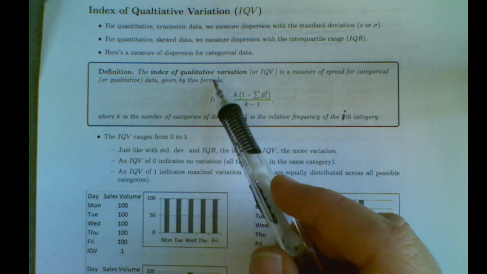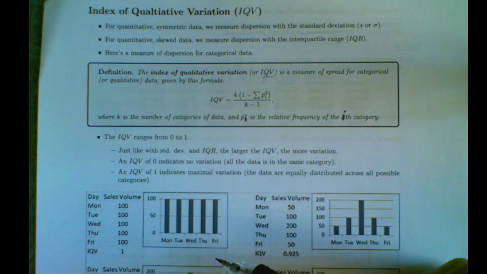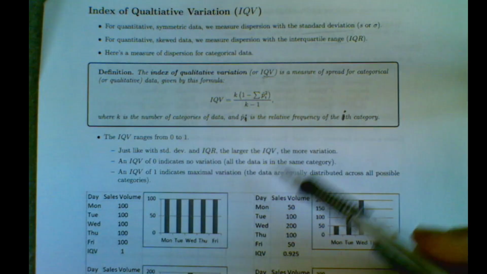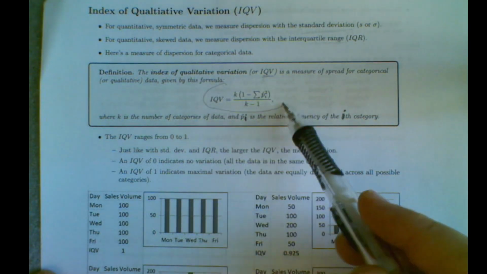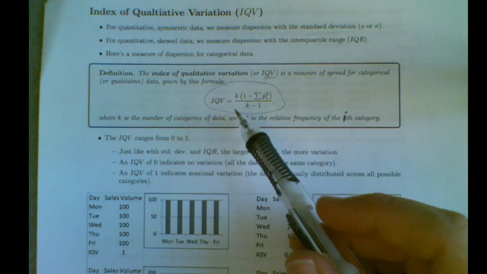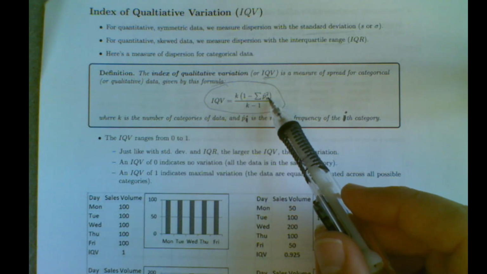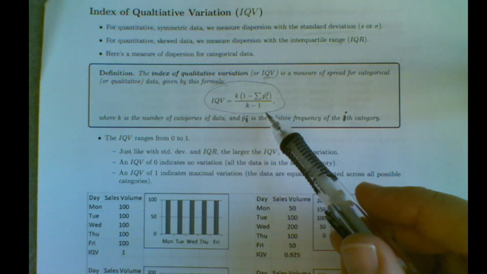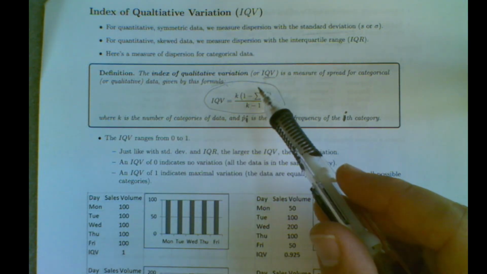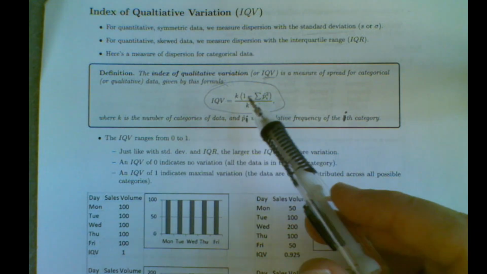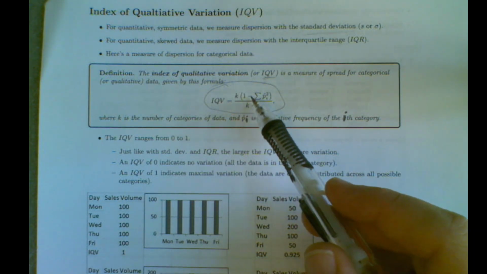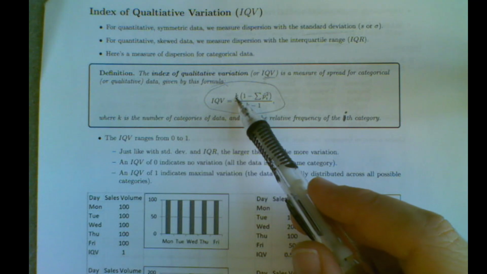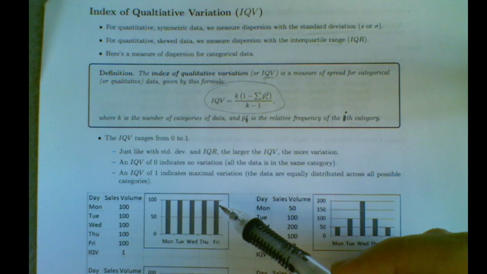The index of qualitative variation, or IQV, is a measure of spread for categorical data, and this is the formula for the IQV. To calculate the IQV, first we'll find the sample proportion of each category. We'll square that, and then we'll add those up. Then we'll do 1 minus that sum, multiply that by the number of categories k, and then divide by the number of categories k minus 1.